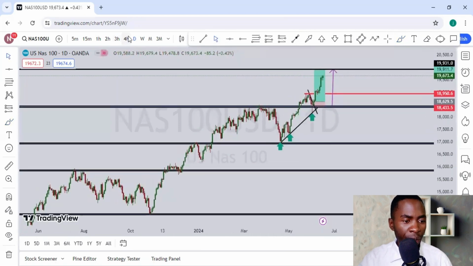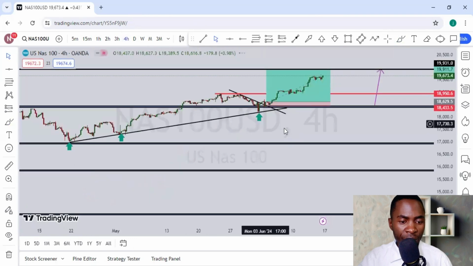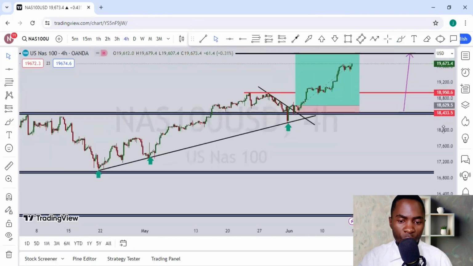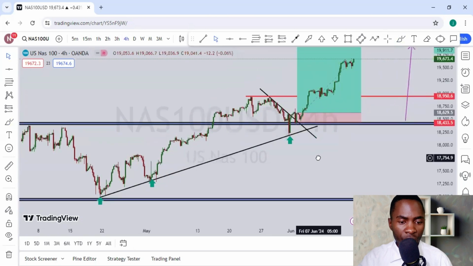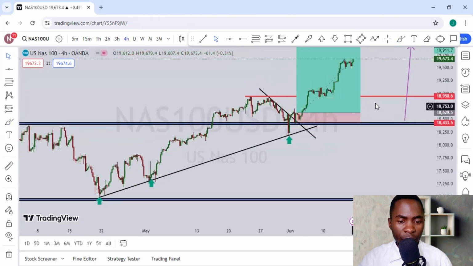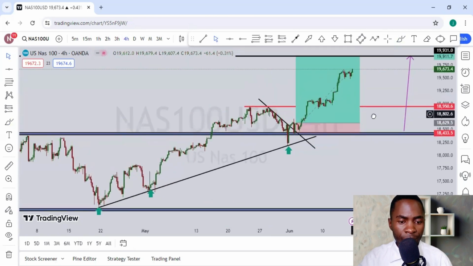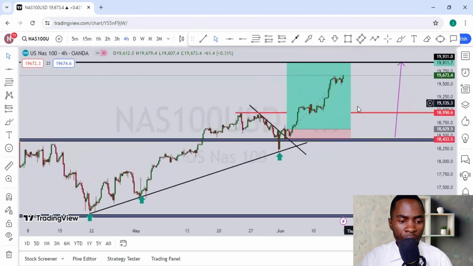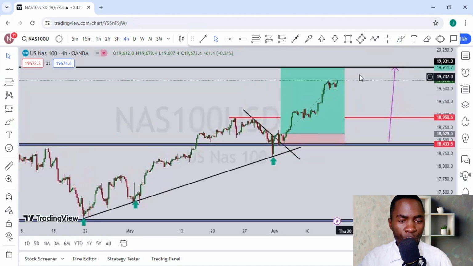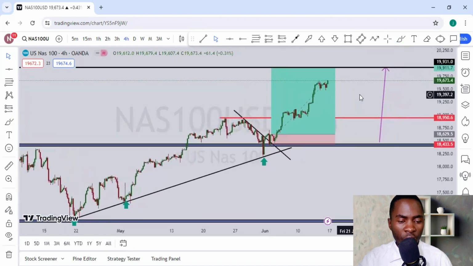So this is what happened. I went to the 4 hours to do my entries. As you can see very clearly, I entered this trade around here. I took my first profit at the red line, and I held the rest of my profit for my TP2, which I am now about to hit at my black line.